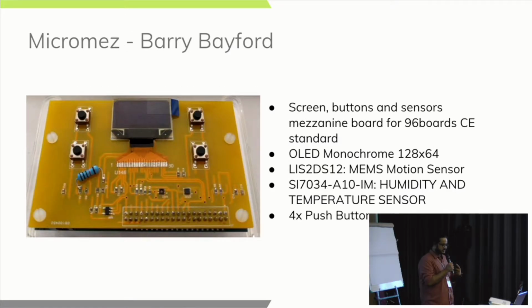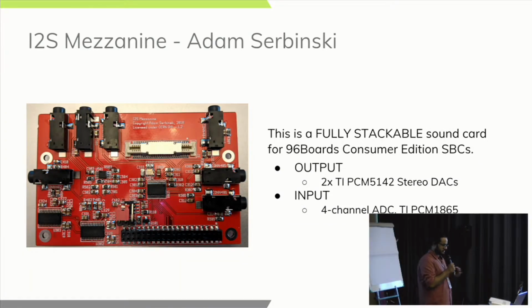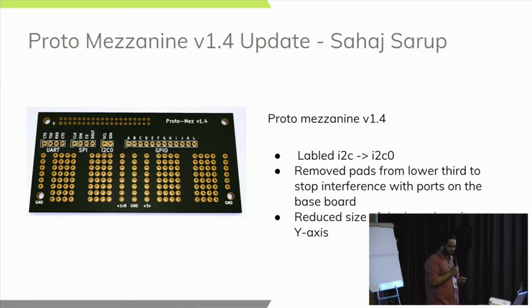This is the MicroMez, a bunch of stuff just to play around with. It's kind of a demo board. We have an OLED screen that's directly connected over SPI, a sensor, and a few push buttons. This is the I2S mezzanine. I think it's one of the most comprehensive mezzanines on the repository. We have two TI stereo DACs, 4 channel ADCs, and a bunch of 3.5 mm jack headers. This is also one of the stackable ones, so you can put other mezzanines on top.